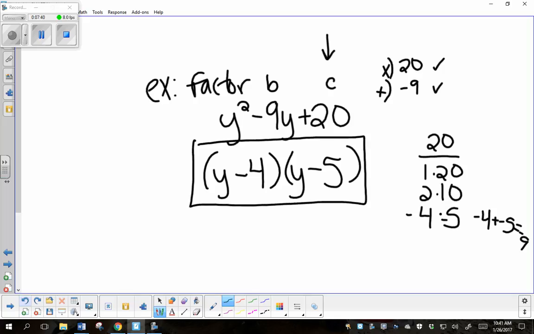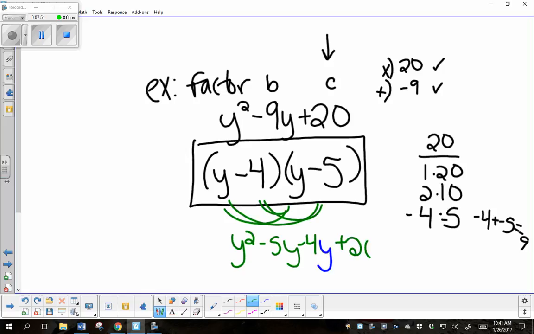Remember, we can always check it. We can do y times y is y squared, minus 5y, minus 4y, plus 20. And if I combine those two terms, I get negative 9y, which is what I started with up here. So I know my answer is correct.